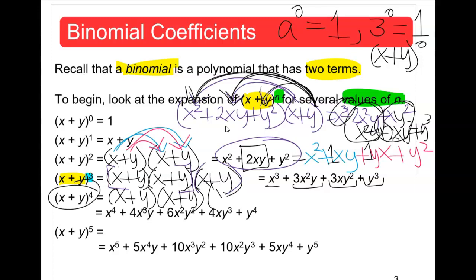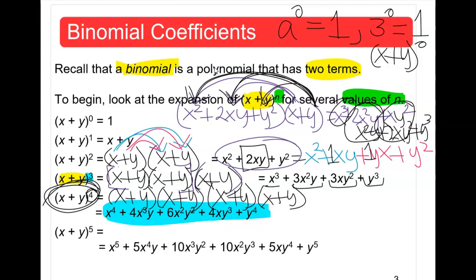But before I teach you that, I just want to make sure that you understand how the exponent tells you how many times you will write the binomial and multiply by itself. So for x plus y to the power 4, I will write x plus y 4 times, multiplied by itself. And so the result to that is what I'm about to highlight here.